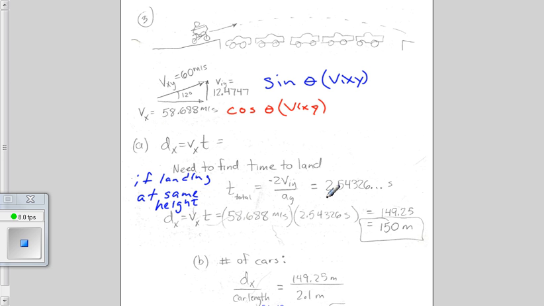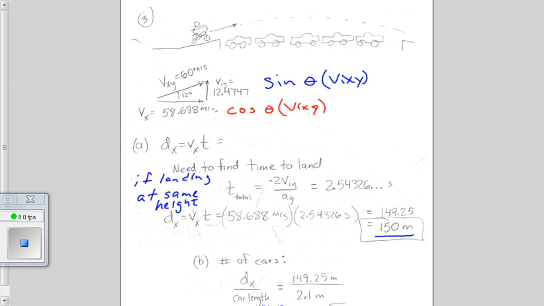Now we find out that the motorcyclist is going to be in the air for a little over 2.5 seconds. So now you can see here we solve for the sideways distance with dx equals vx times t. This vx, 58.688 meters per second, came from taking the cosine of the original launch velocity. And now that we have the time, we'll multiply them together, and we find that he goes about 150 meters.